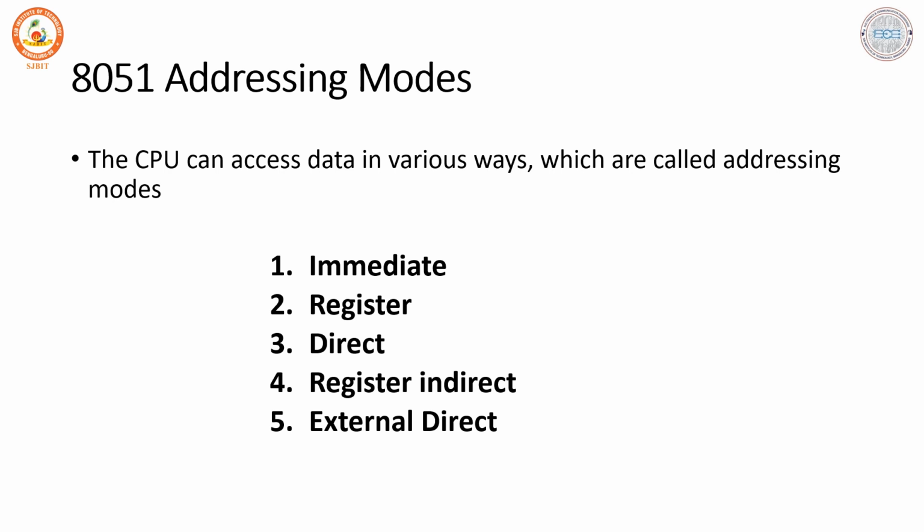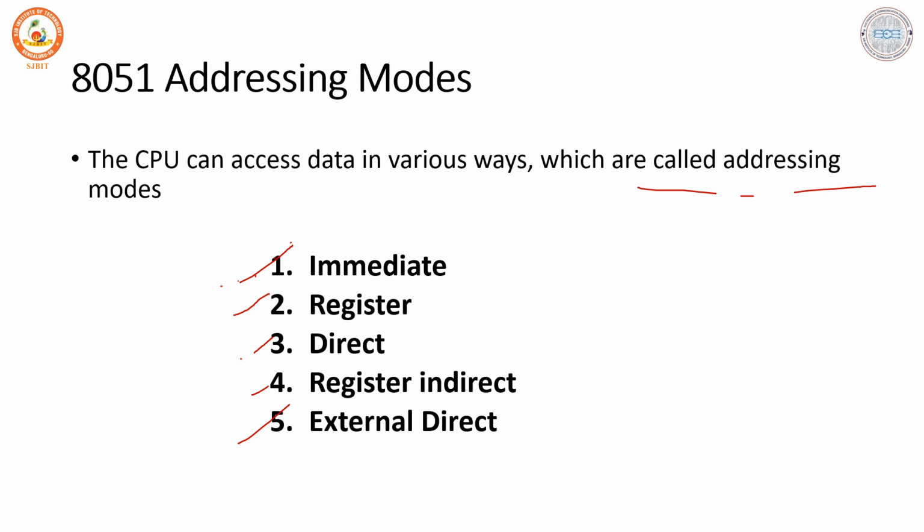In 8051, we have access to the memory in a wide variety of ways, and the ways in which the CPU accesses the data, we call addressing modes. As we can see, there are a lot of addressing modes like immediate, register, direct, register indirect, and external direct. These are the different types of addressing modes listed. There are also various instructions which operate on special function registers, external memory, and code memory. These make use of various addressing modes.